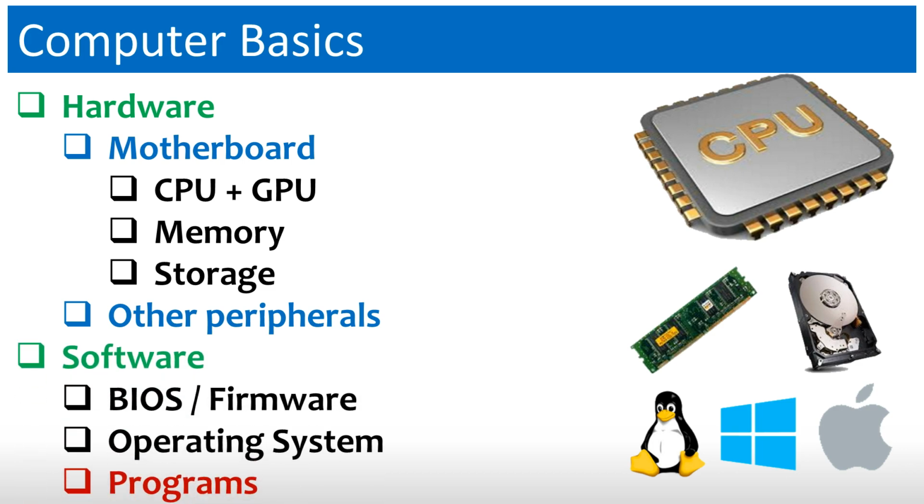The second component of a computer system is the software. Here I list three different types of software. First, the BIOS or firmware. BIOS stands for Basic Input-Output System. The second important part is the operating system. Without the operating system, our programs cannot run. Programs are written in a programming language and then translated to machine code that is understood by the computer hardware so it can be executed.